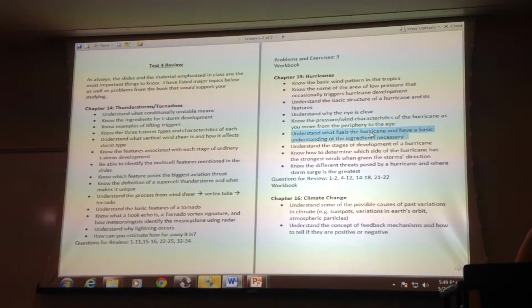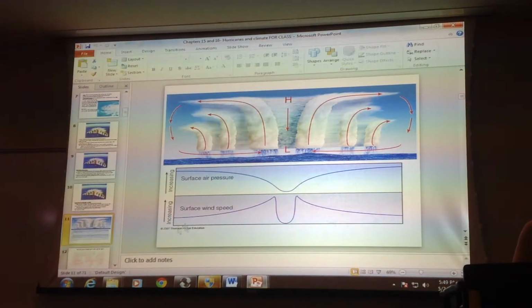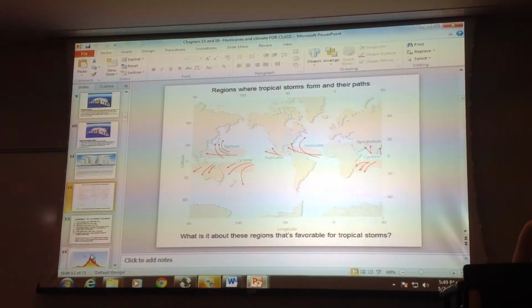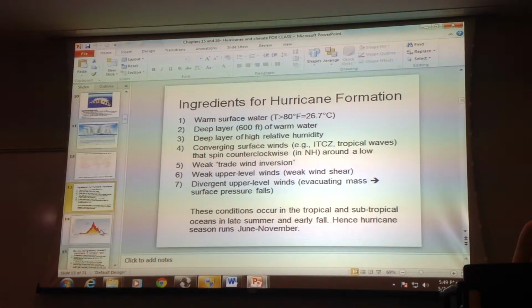Understand what fuels a hurricane and have a basic understanding of the ingredients necessary. So this is the slide where I had big red letters in the top. Well, there's the ingredients. So you need warm surface water. You need it to be a deep layer of warm water because otherwise, as you start to have winds, you're going to mix a lot of the cold water up. You need to have winds coming together.